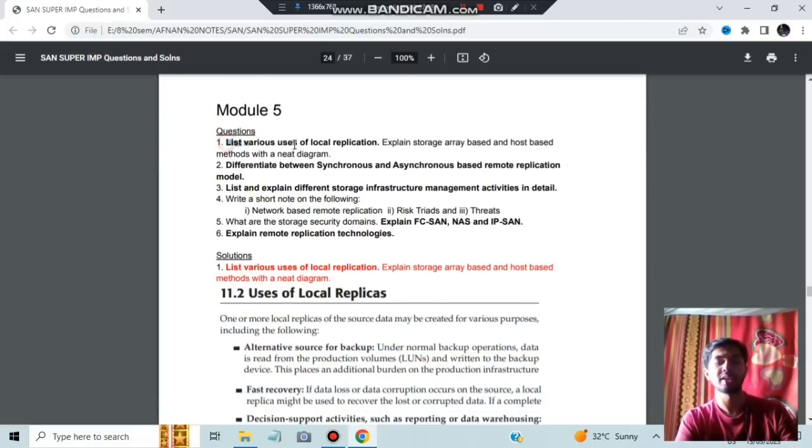Then moving on to module 5, we have to list various uses of local replication. Here we have three things: local replication, remote replication, and the last one, which is securing infrastructure storage. Okay, let's have a look.